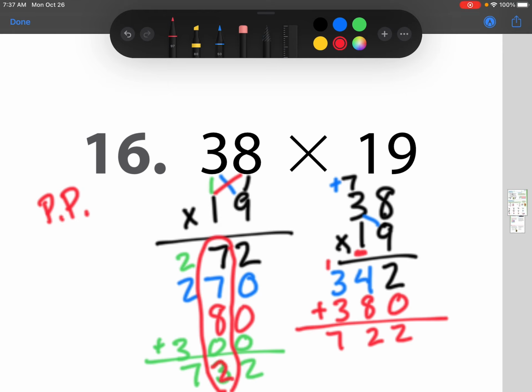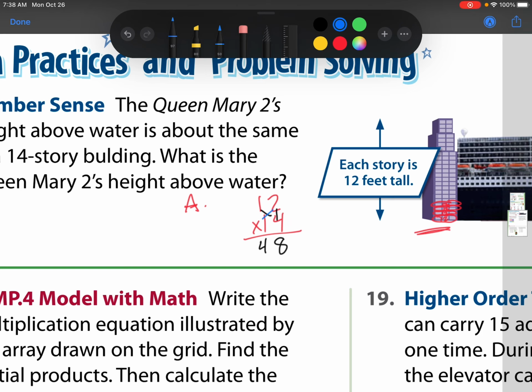And I'm going to use my algorithm because that's my fastest way. So now I have 4 times 2 is 8, and 4 times 1 is 4. Then I have 1 times 2, but remember it's not just 1, it's a 10. So I need to put a 0 here, so I start on that tens place side. 1 times 2 is 20, and then we have 1 times 1 is 1. So we'll add those up, and we get 168. It's 168 feet tall, which is, if you think about it, humongous.